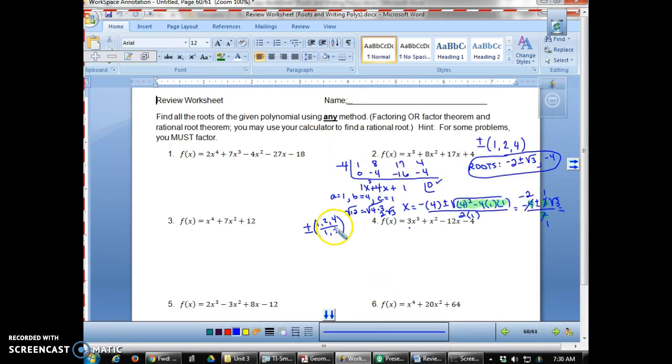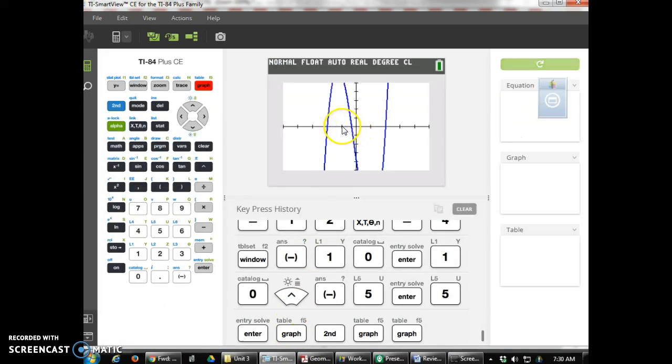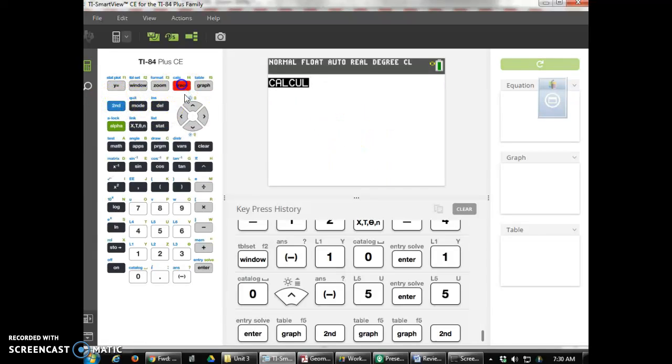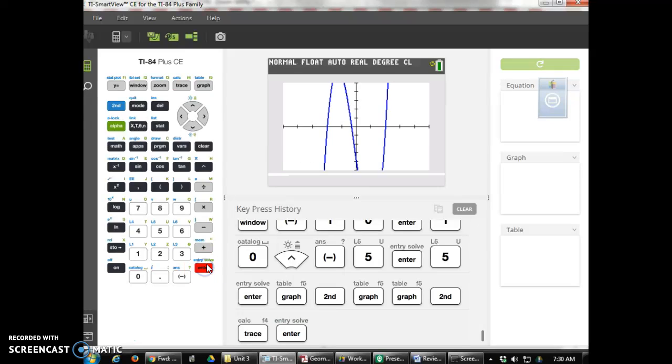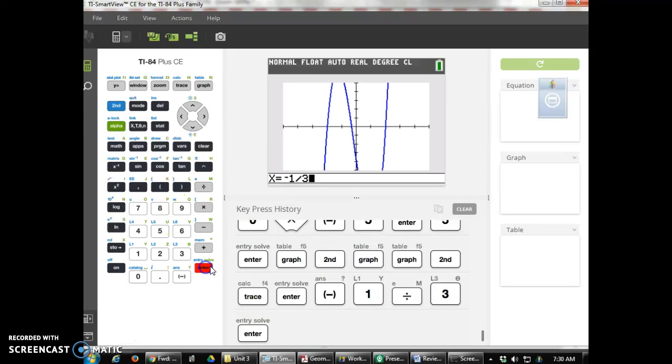Could be a negative, it's between 0 and 1. So maybe a -1/3, something like that. It looks like it's about 1/3 of the way through, or between 0 and -1. So I'm going to do second, calc, value, and I'm just going to do a -1/3. And yes, it is another root.